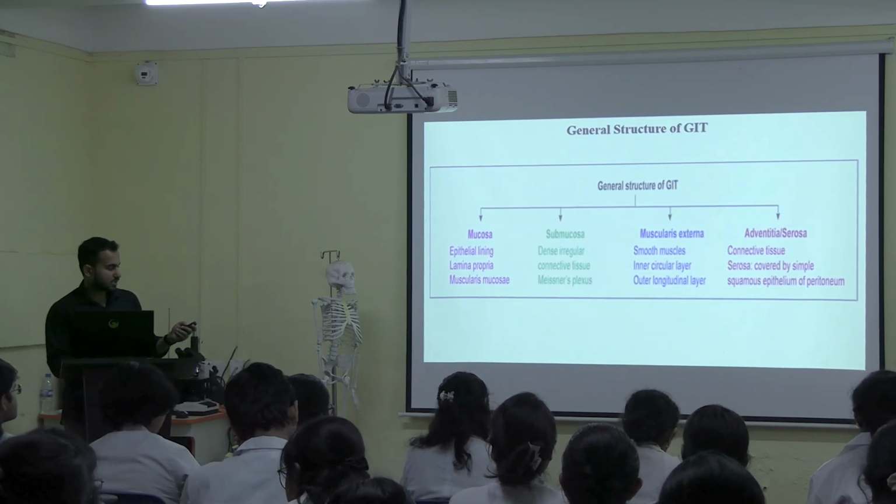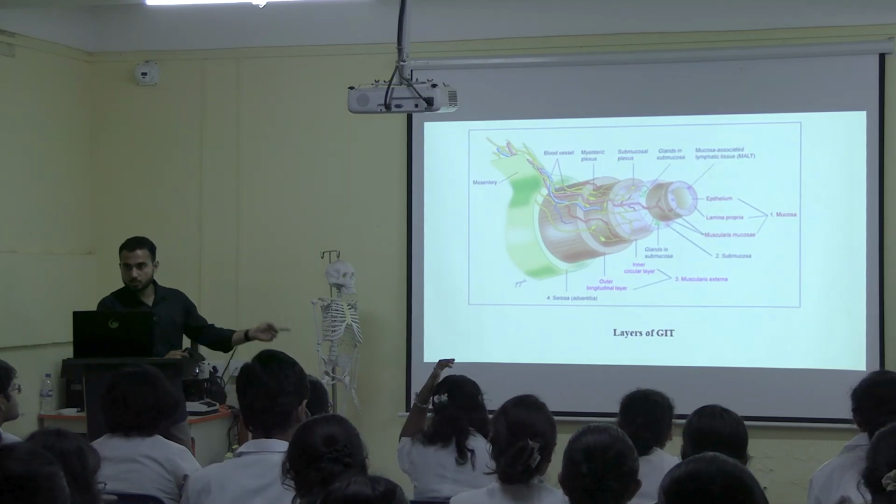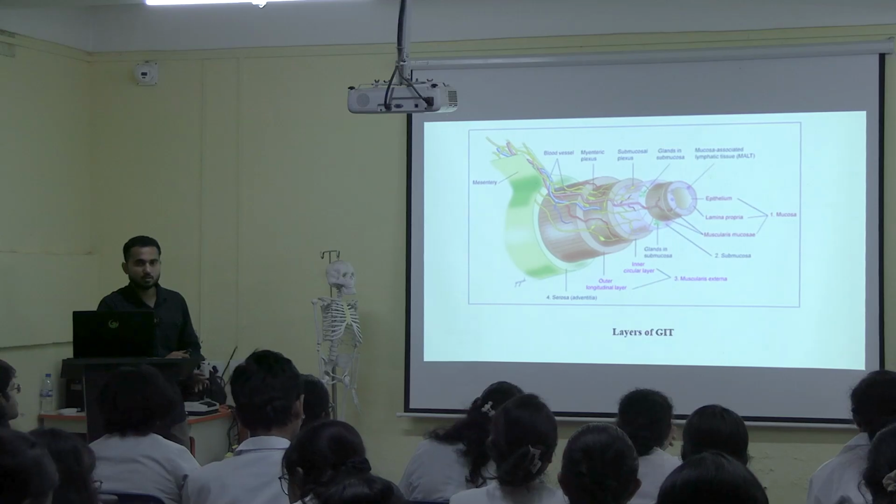So these are the layers. Next, this is a 3D diagram. This you don't have to draw. This is a 3D diagram for your understanding. Now can you see all the layers one by one?